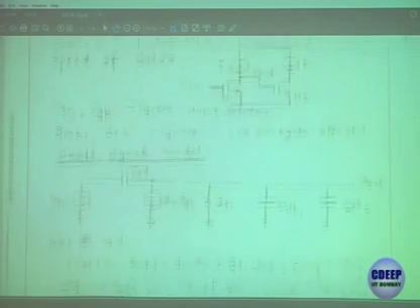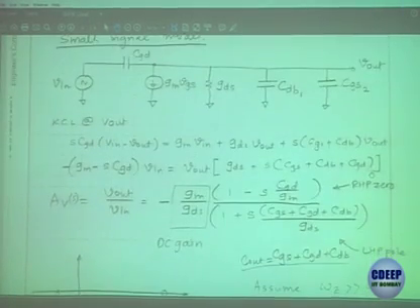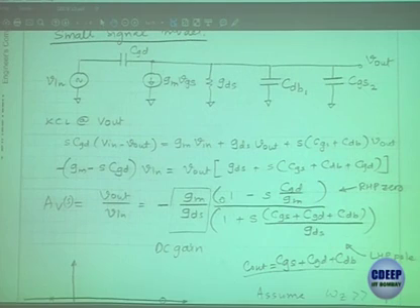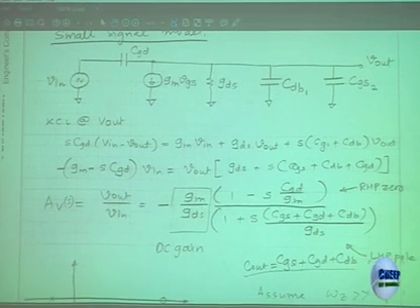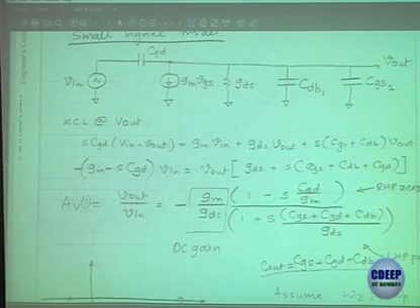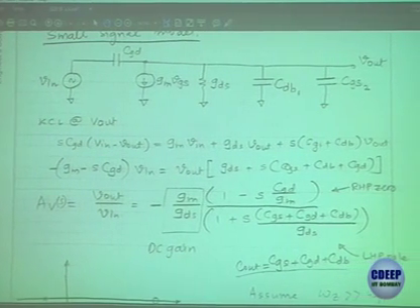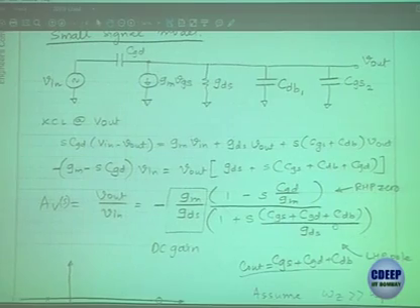So, going through this small signal model, we figured out that this is what you get by solving Kirchhoff's current law and voltage law. I am not assuming that you know anything more than Kirchhoff's current law and voltage law. If you know that, then you can comfortably figure all these things out. So, what this tells you is that there is a right half plane 0 and a left half plane pole.